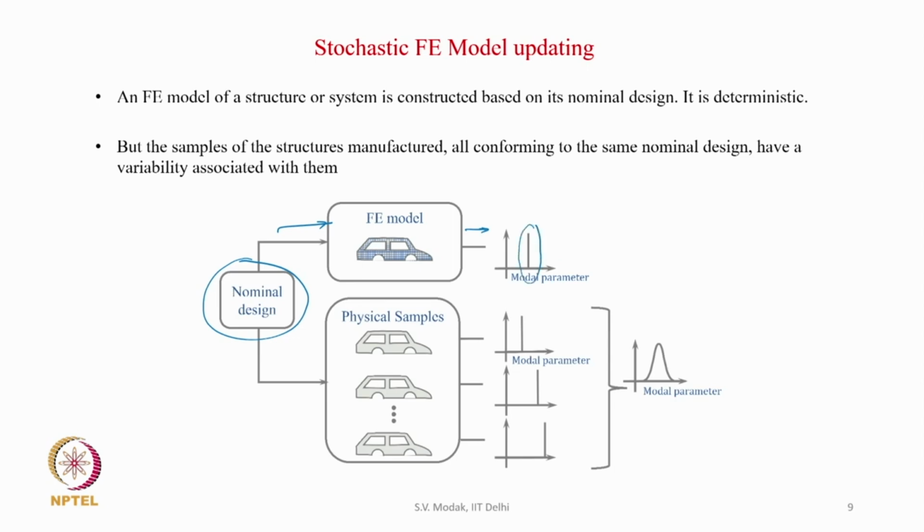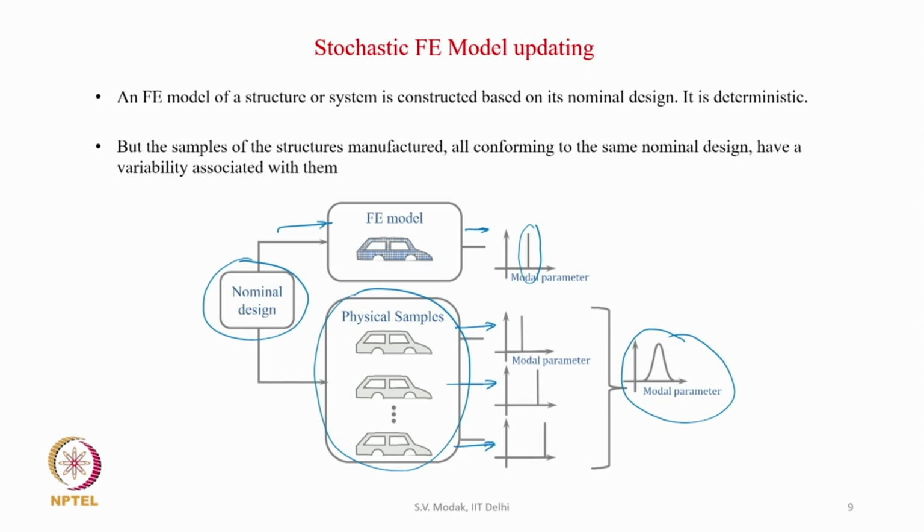However, consider different samples which are made based on this nominal design. These are the different physical samples, and if a dynamic test is conducted on these samples, then we get model parameters corresponding to each sample. This is the model parameter for this sample, this is the model parameter for this sample, and so on. When we compare these model parameters for different samples, what we see is that they have a variability, they are not identical, and therefore, these model parameters can be represented by this statistical distribution, which shows that the model parameter is not single valued, but it has a statistical distribution.